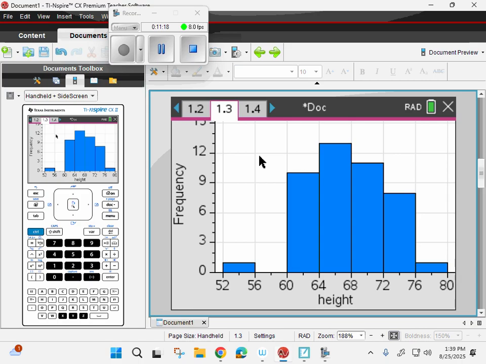So now I can see that this bin is 60 to 63. So anyone who's 60, 61, 62, or 63 inches tall. And there are 10 people who are in that category, okay? And then, of course, we could do SOCS on our data.